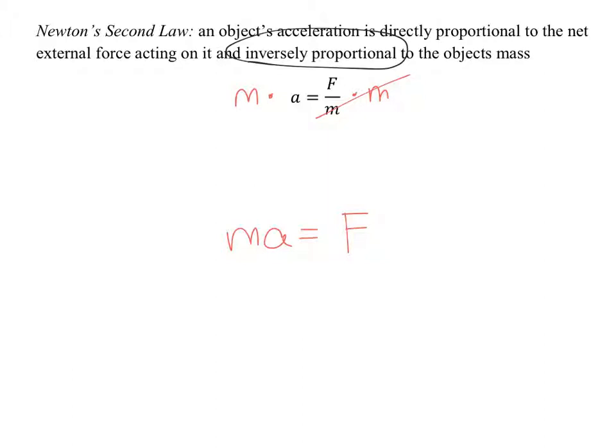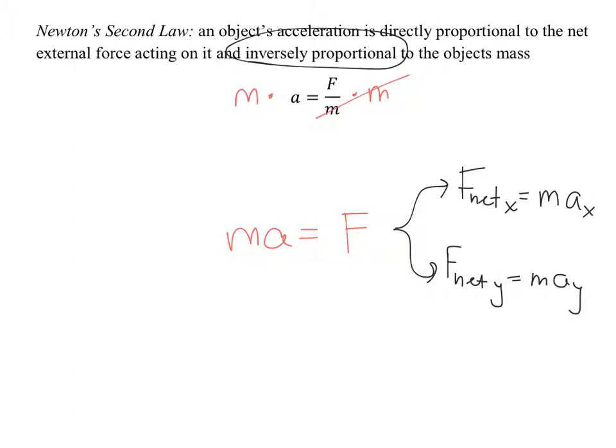Now, this is the global vector F, meaning some force in any direction. But I could also look in the x direction only, and I could look in the y direction only. So what we're going to write from this is two equations. The first one will say F net in the x direction equals mass times acceleration in the x direction. And then in the y direction, it's the same thing: F net in the y direction equals m times a in the y direction.